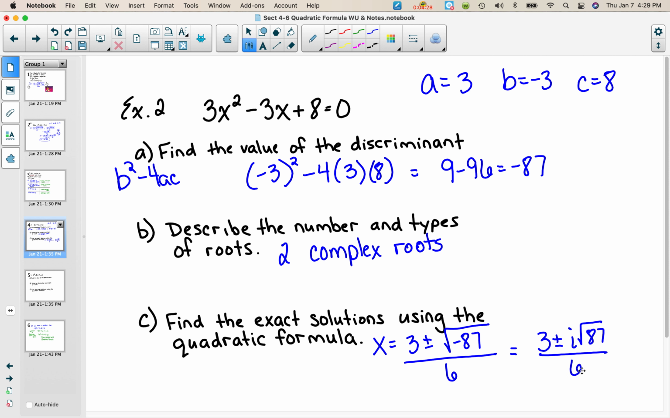Now, you cannot cancel this 3 and the 6 because there's no factor of 3 to factor out of the numerator. There would need to be a 3i or something divisible by 3 in order to do that. So this would be your answer.